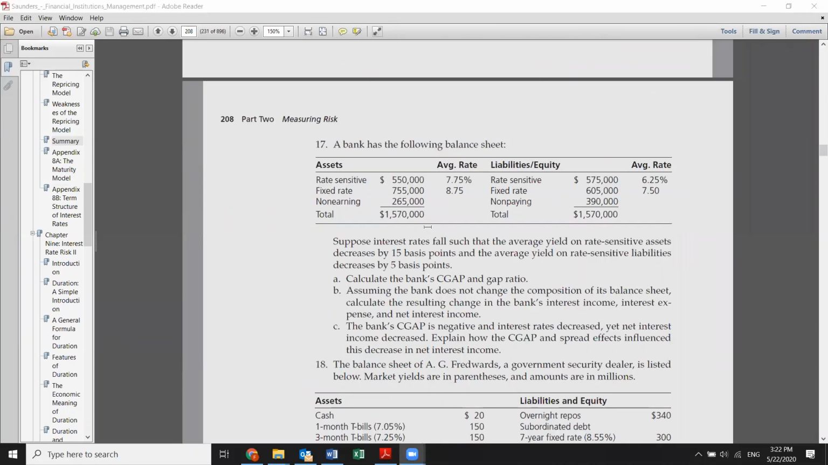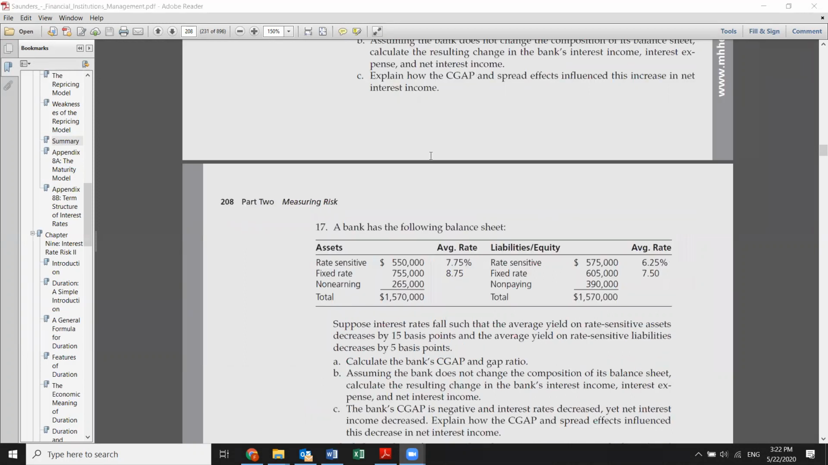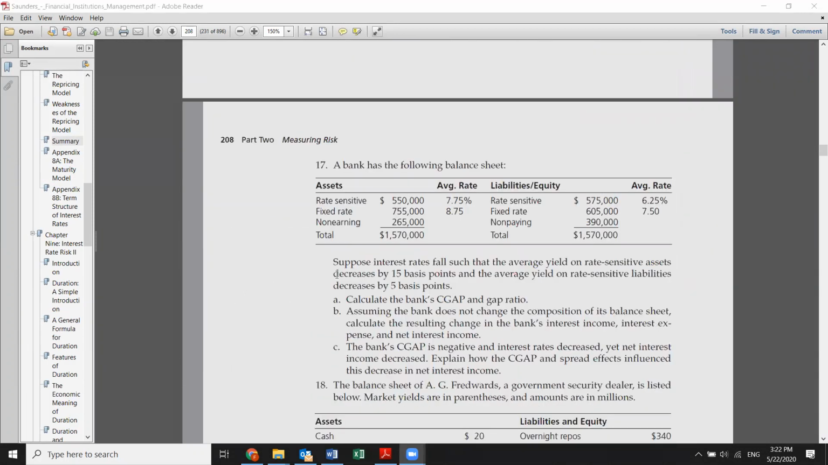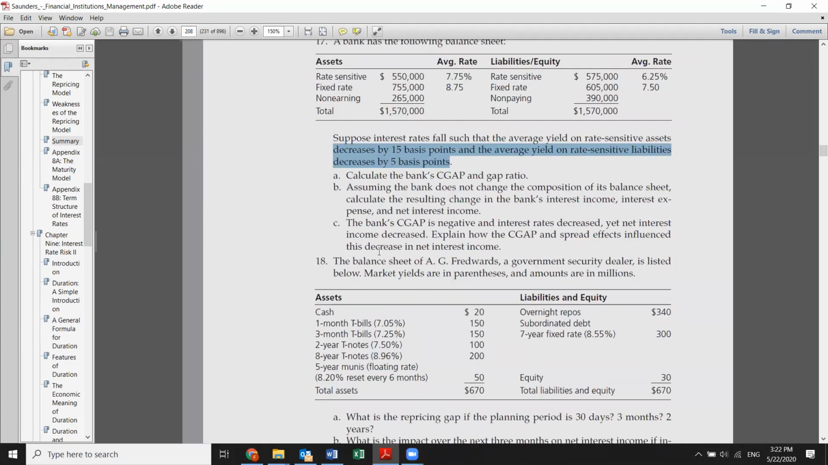Let's move. Question 17 is the same, guys. The same, but with a different thing. Like in here we had an increase, but here we have a decrease in basis points. Let me go quickly over it.